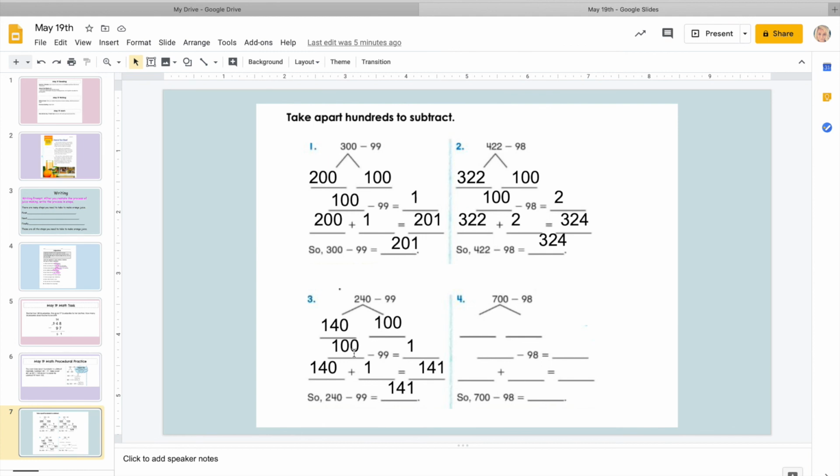We're going to move our 100 down to the next line, where we're going to subtract 99 from it. Well, if you start at 100 and count back to 99, we know we are counting back 1 time. So the difference there, 100 take away 99, is 1. So we're going to take 140, what's left of what we decomposed of 240, and add that 1, and that gives us 141. So that also tells us that 240 minus 99 is 141.